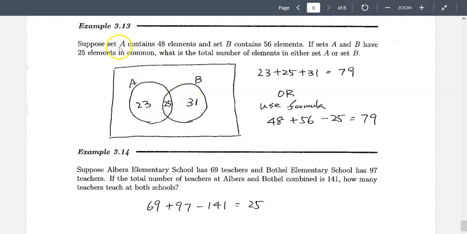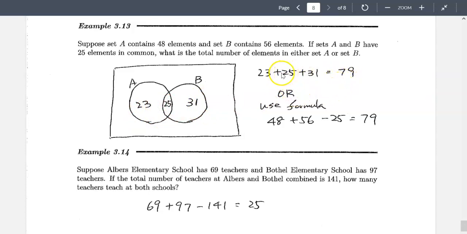Now, if you start from the question, it says set A has 48 elements. Imagine this whole circle has 48 elements. Since 25 is already taken in the middle, if you take 48 minus 25, that's how we get 23. So 23 is A only. Now, we find B the same way. If you take 56 minus 25, that's how we get 31. So once you have all these numbers, that's how you figure it out.